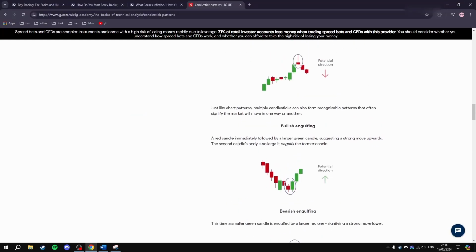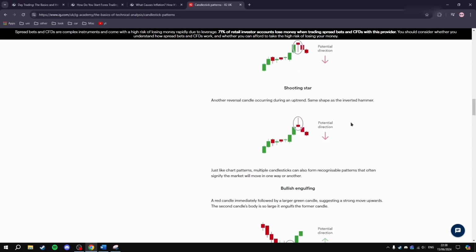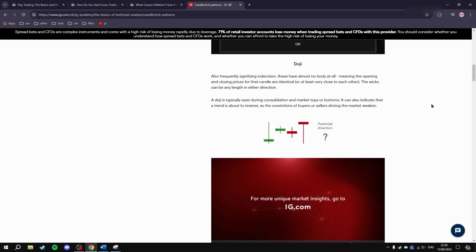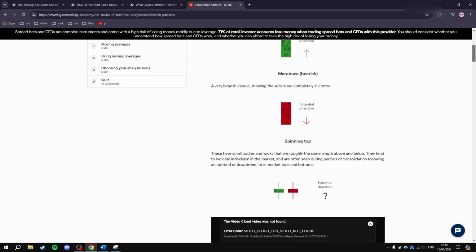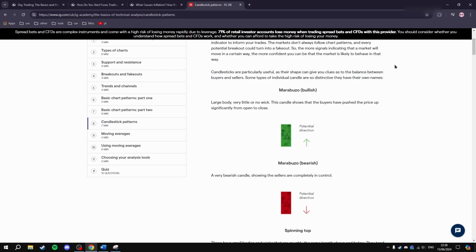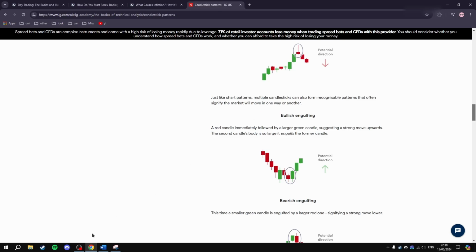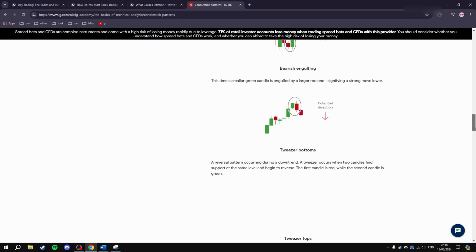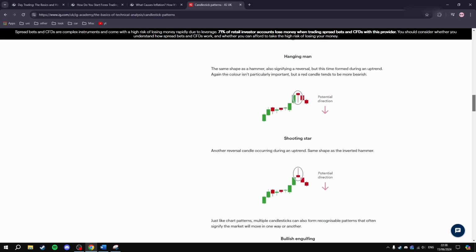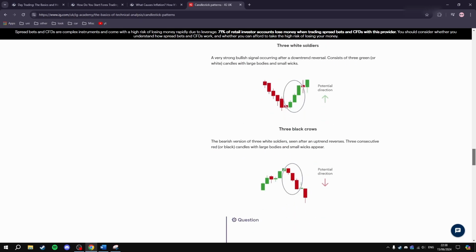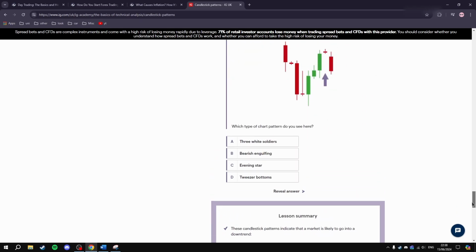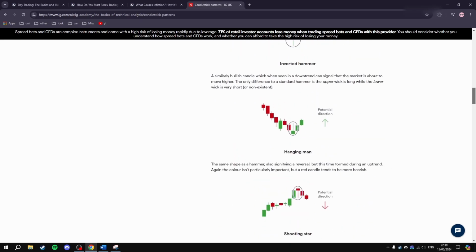Just like chart patterns, multiple candlesticks can also form recognizable patterns that often signify the market moving one way or another. So we just went through all the distinctive single candlestick patterns. I'm going to leave this episode here then. In the next video, we're going to go through the 2 candlestick patterns, followed by 3 candlestick patterns.